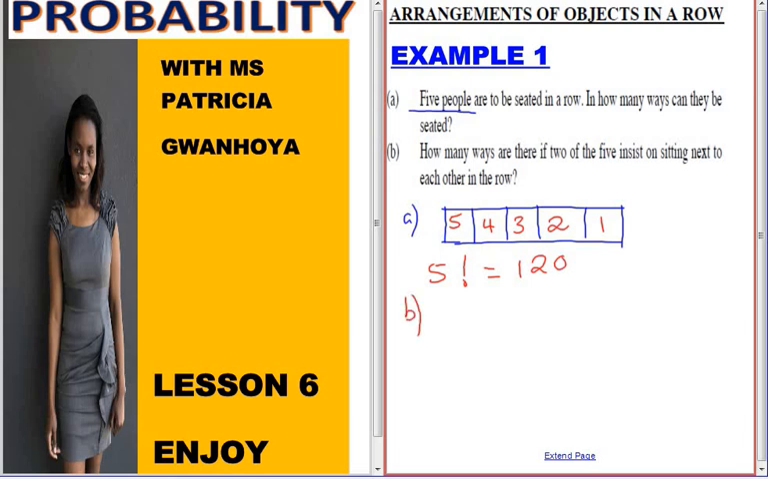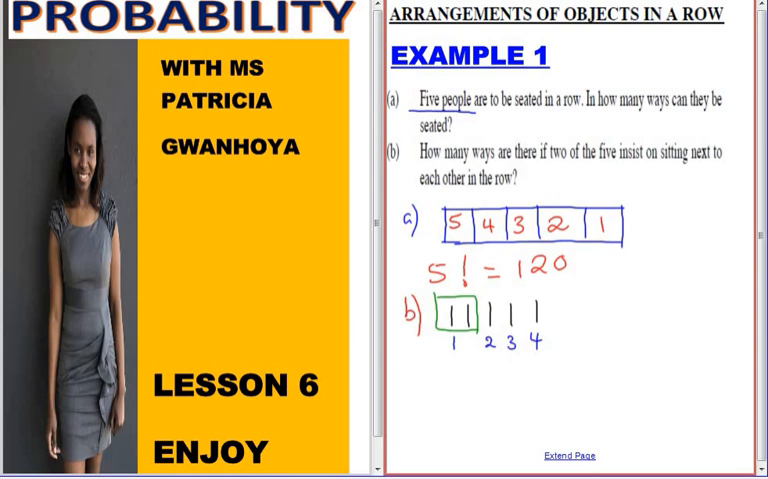So now what about the second way of doing things? He says, how many ways are there if 2 of the 5 insist on sitting next to each other? You will notice that I will use these little sticks to represent the people that we have. So here we have 5 of them. Let us just say these 2 here insist on sitting next to each other. So what we do is we make them into one entity. It's one object now. And when we do, we now only have 1, 2, 3, 4 objects to arrange.